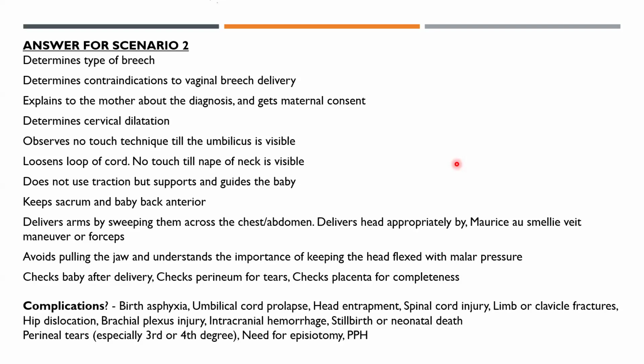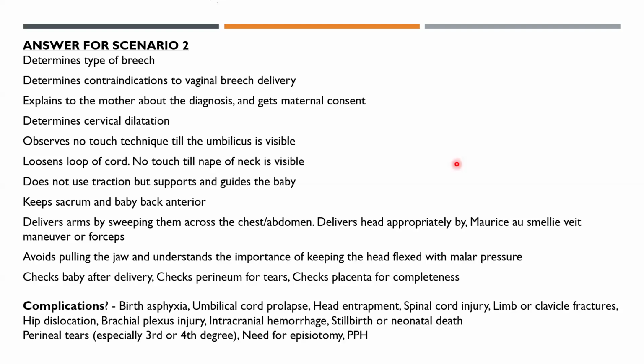Excellent. Very good job. What are the complications? Okay, now I've already given the answer here. The complications are birth asphyxia, umbilical cord prolapse, head entrapment, spinal cord injuries, fractures, dislocation of the hip, because these babies are small, and if you've seen them, they're so tiny, they're so weak, they're so easy to break. Brachial plexus injury, intracranial hemorrhages, stillbirth, and in the worst case scenario, neonatal death.